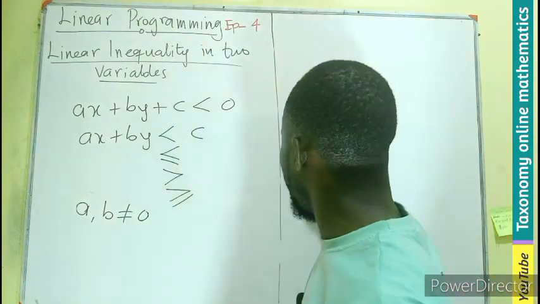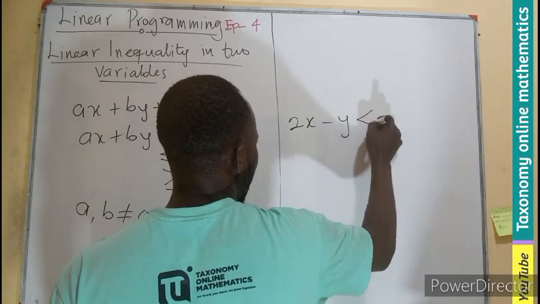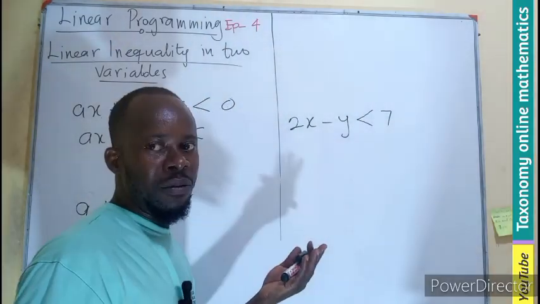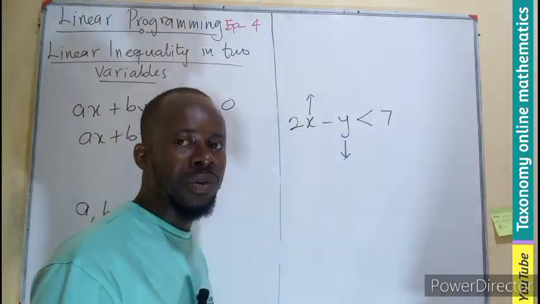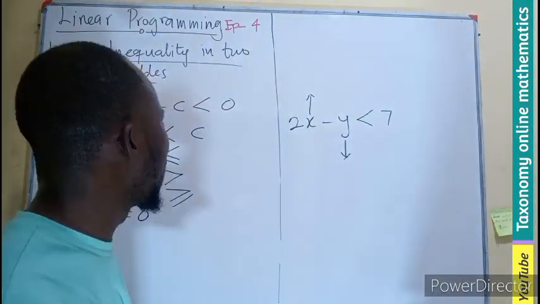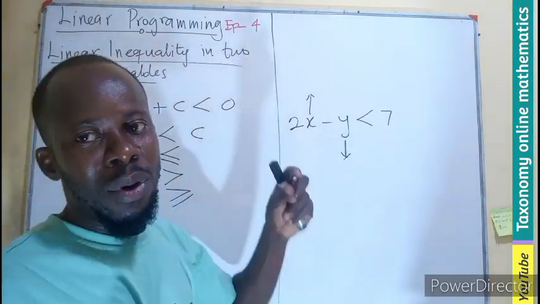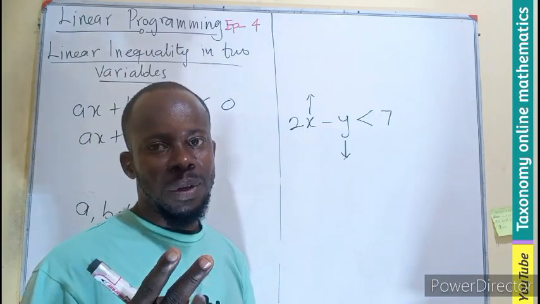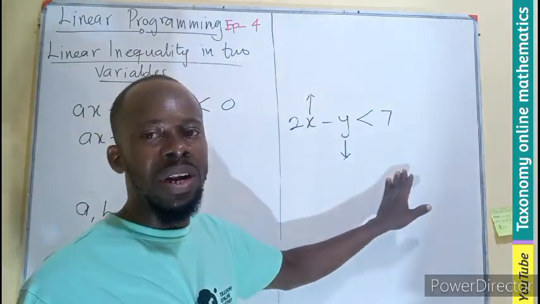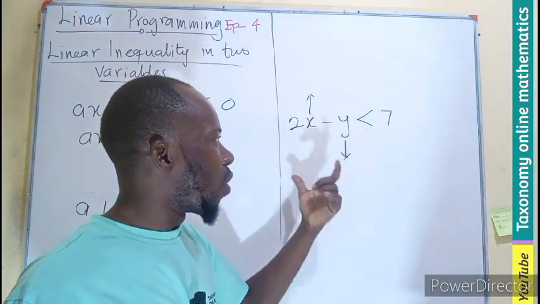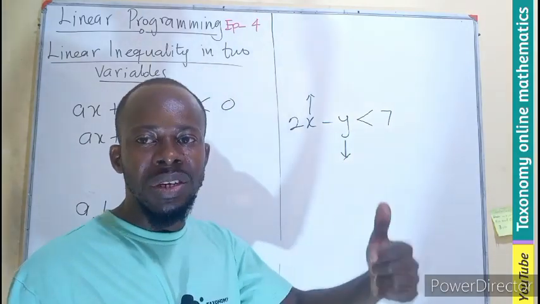So we can have any example, as in 2x minus y less than 7. This is an example of a linear inequality involving two variables. So these are the two variables present. Now, in solving a linear inequality that involves two variables, we are only looking for ordered pairs. Which ordered pairs can satisfy this inequality? When I put in the ordered pair, those ordered pairs that satisfy this inequality become the solution set.